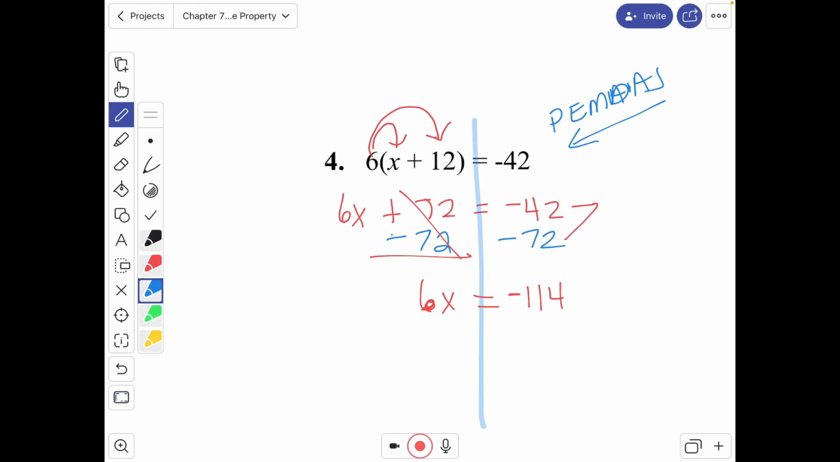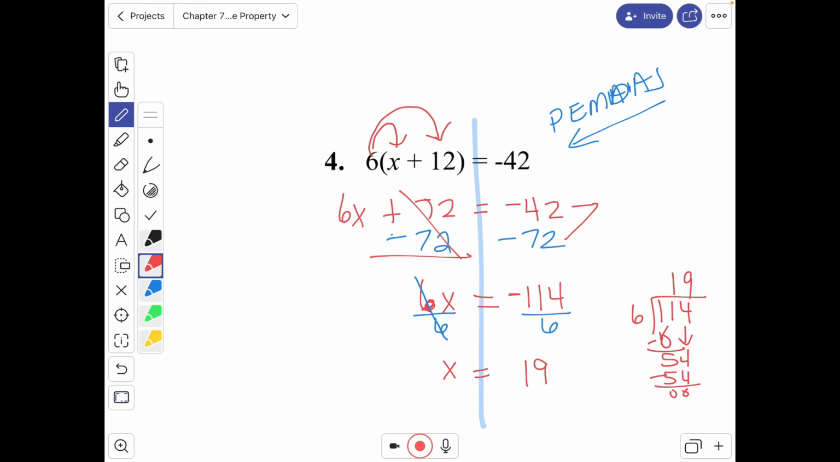Then we need to undo the multiplying by 6. So the opposite of multiplying by 6 is dividing by 6. If we divide by 6, we have just x equals, and then what is 114 divided by 6? 19. And a negative divided by a positive makes a negative. So x is equal to negative 19.